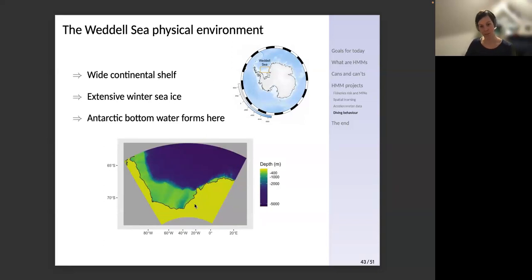So this yellow, lighter color is the ice, and then the really dark blue color is very deep water, and then you've got the continental shelf in green. And all of the data we collected are happening in this right-hand corner of the continental shelf, and you can see there's a bit of a trough here, and the seals really like that area.